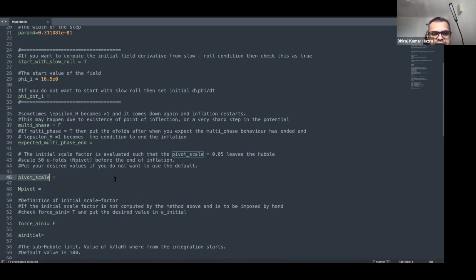Pivot scale and n pivot scale are something. So why do you need a pivot scale? You know that the inflation happened around 60 e-folds or something like that, right? But you need to solve for the primordial power spectrum. You remember, I discussed that the primordial power spectrum P_S(k) is written phenomenologically as A_S, the amplitude, times (k/k_0) to the power n_S minus 1. This k_0 is the pivot scale, where you are saying that this pivot scale has an amplitude of A_S. Before and after, the amplitude will change according to the tilt n_S.